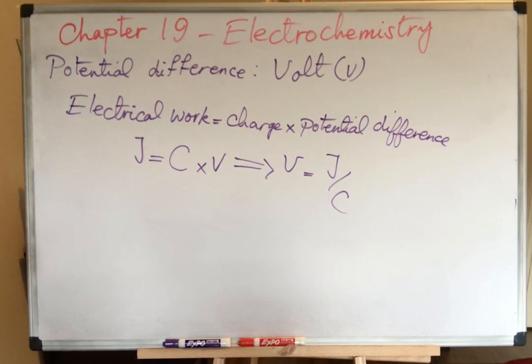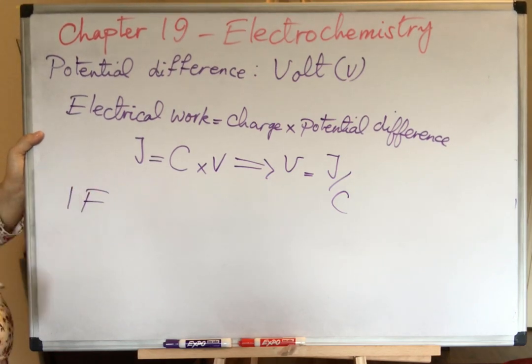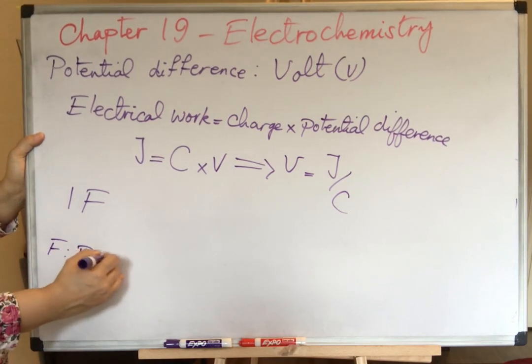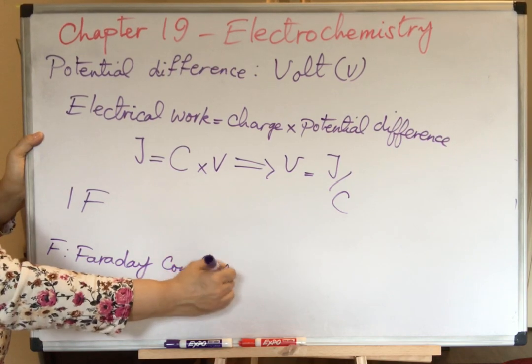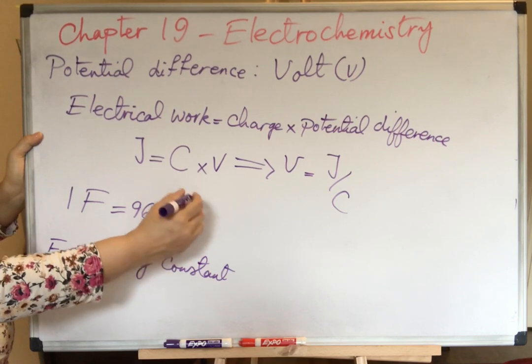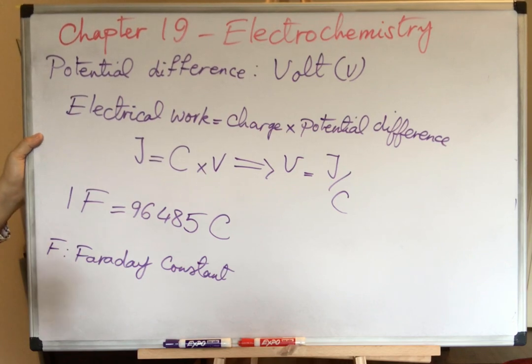The magnitude of the charge on 1 mole of electrons, how much charge an electron can transfer, is shown in the Faraday constant. Michael Faraday worked on it, which is 96,485 coulombs.